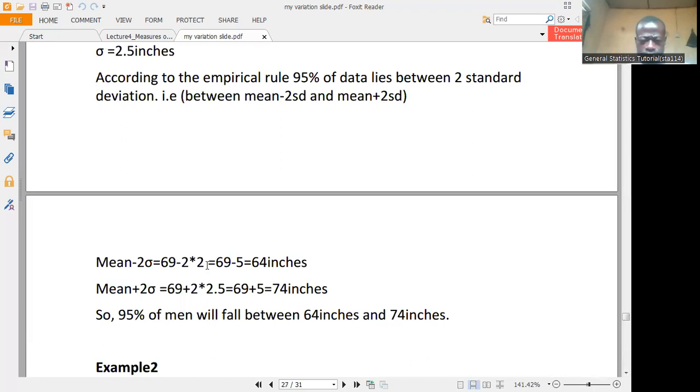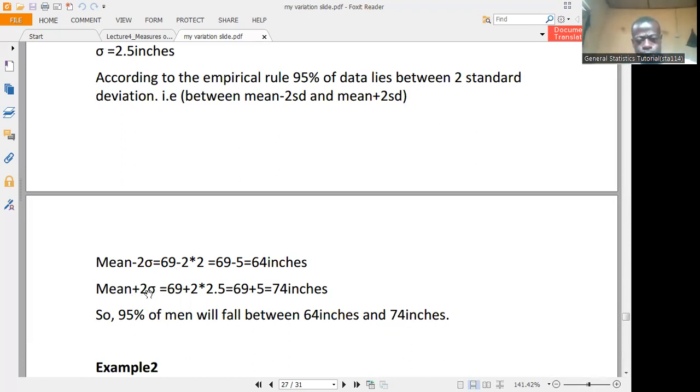This is an error, sorry. This is supposed to be 2.5. If you can check the question back, the standard deviation is 2.5. So I will have 69 minus 2 times 2.5, and that will give me 69 minus 5, which is 64 inches. So I should apply plus 2 standard deviations here too.